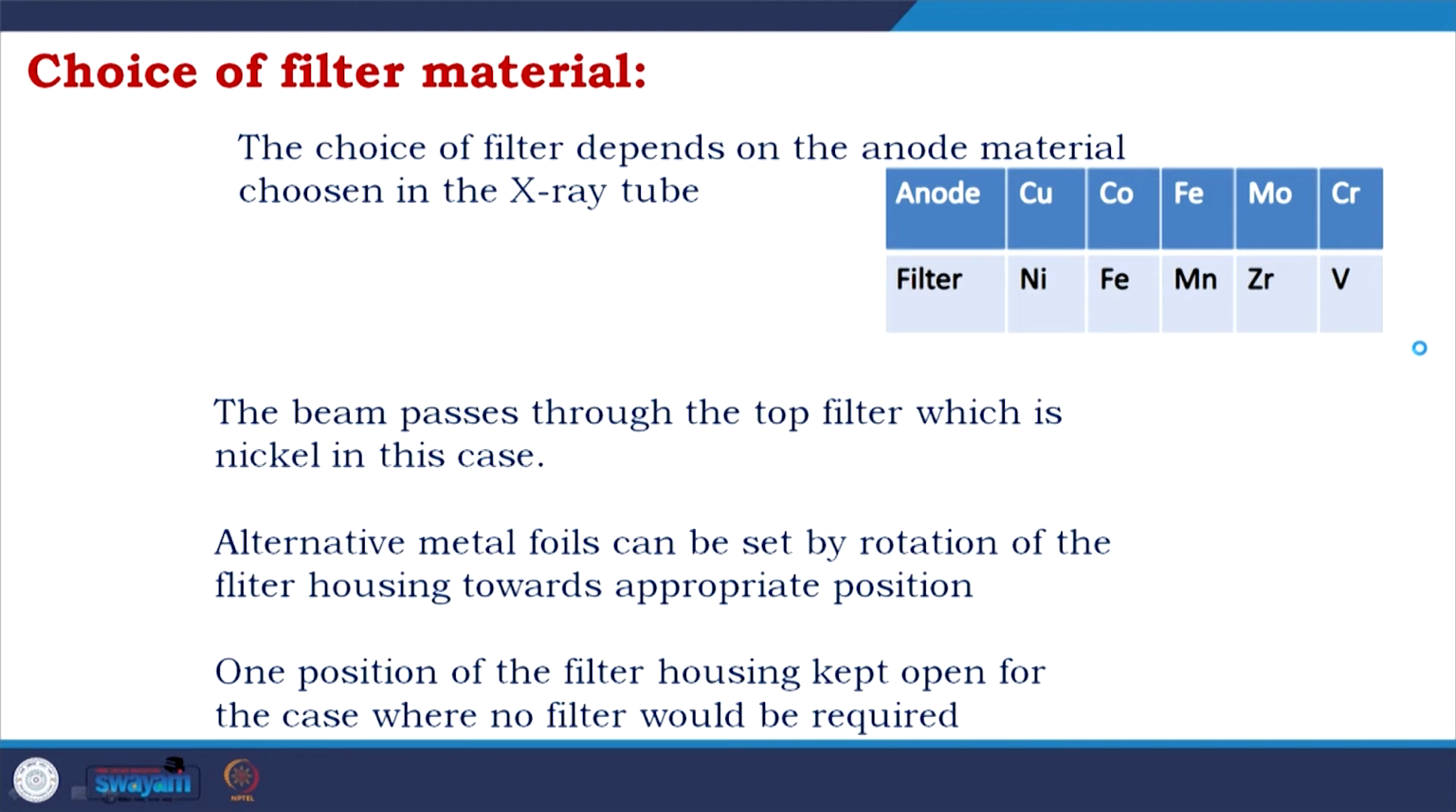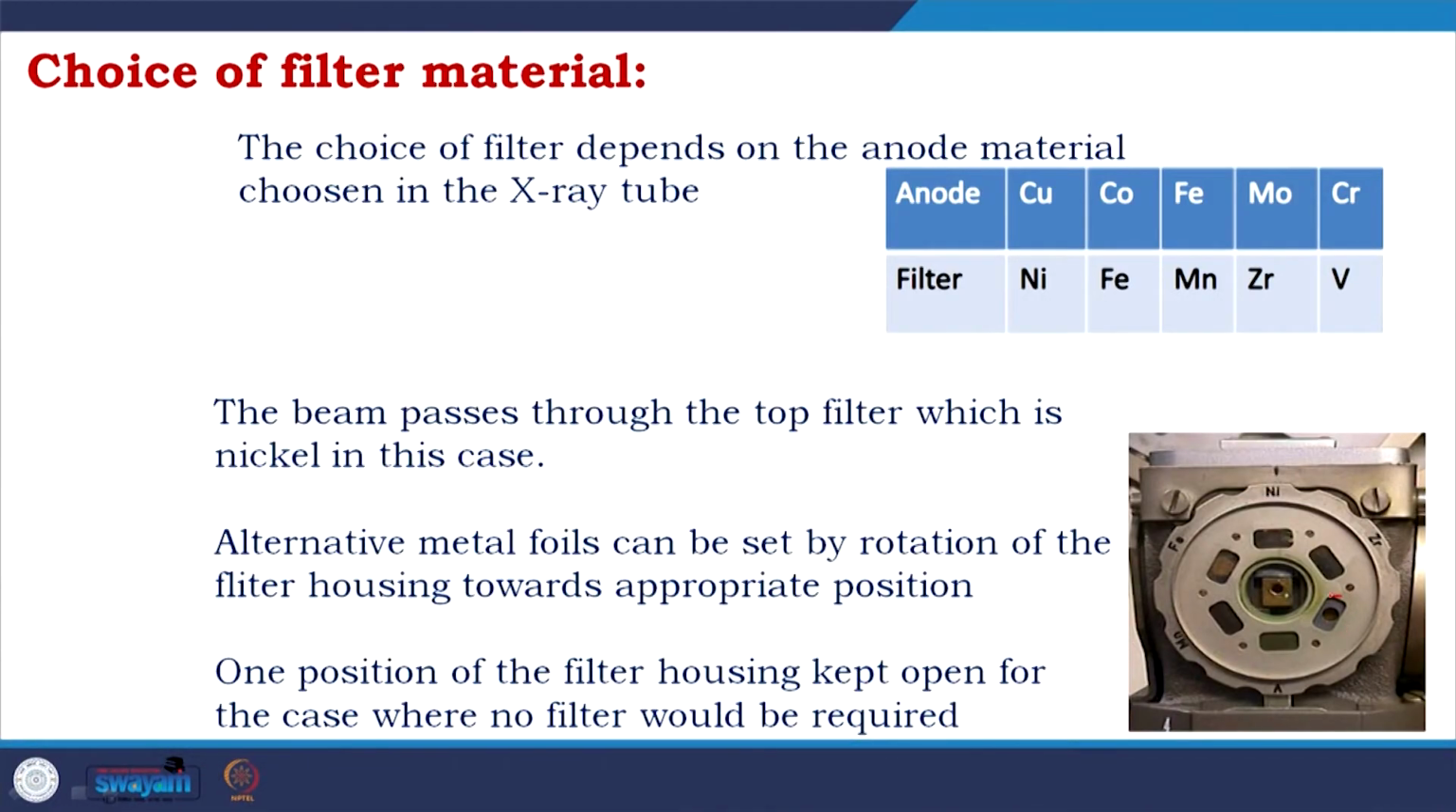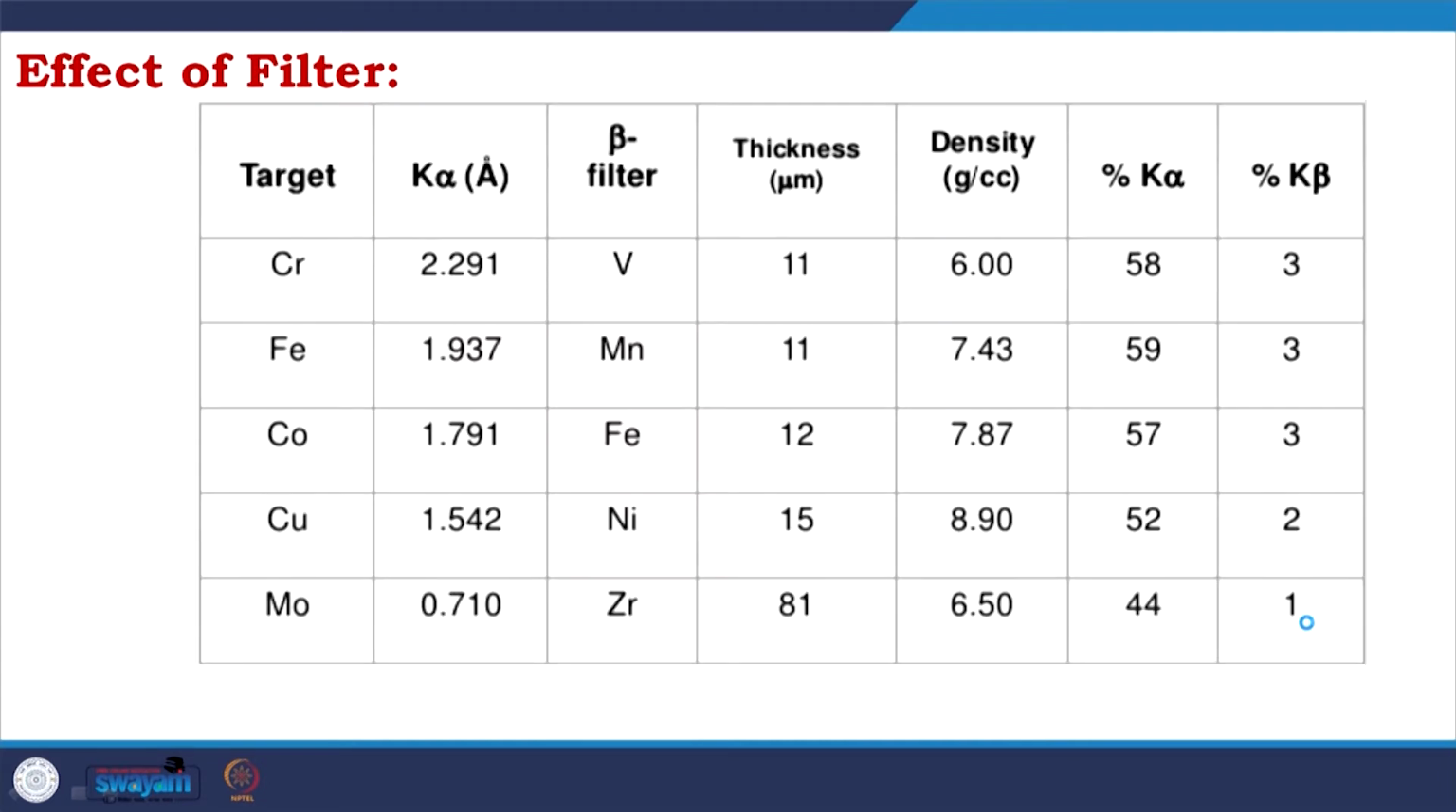How? We will look at one position of the filter housing kept open for the case where no filter would be required. What we are talking about is this. If you look at this, you will see there are 1, 2, 3, 4, 5, 6, and you could use different metals here, and by rotating them you could change the metal of your choice. Also, one of them is kept blank, so that when you do not need any filter you can still use this setup. So, this is the effect of filter.